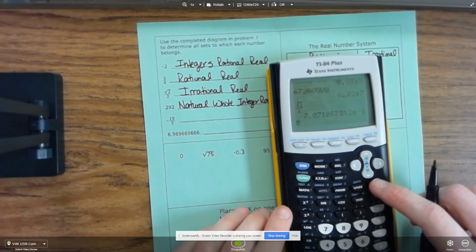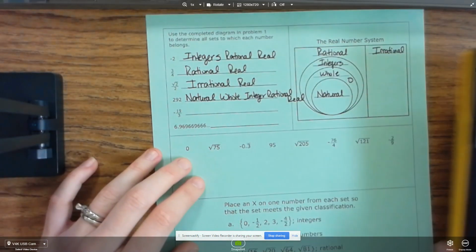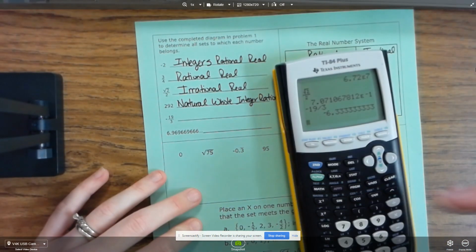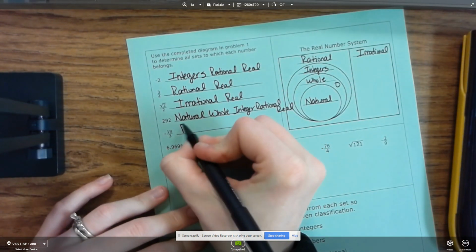So -19 over 3 is a repeating decimal. Now, I know it's got a negative sign, but because it's a decimal, because I've got these decimals out here, that makes it rational.